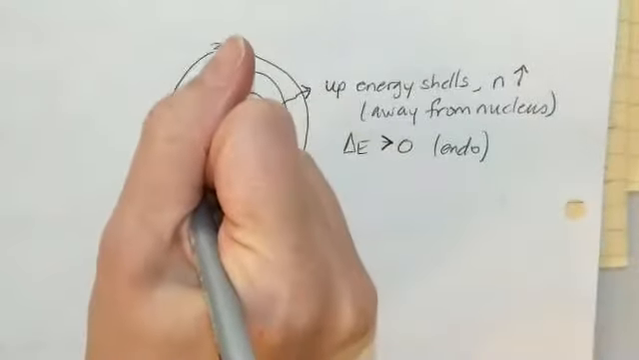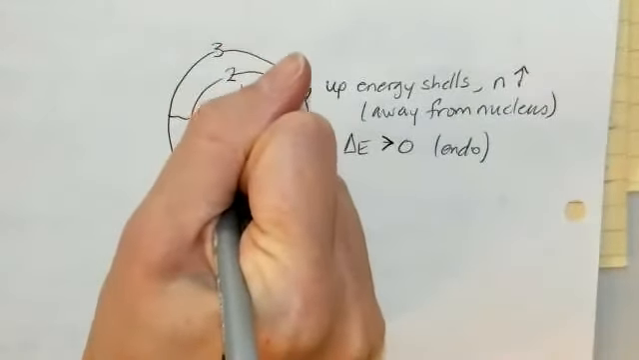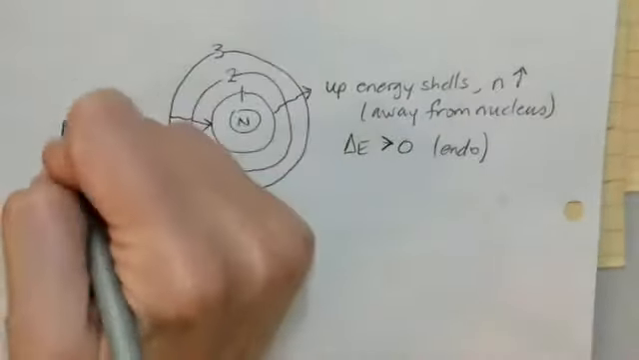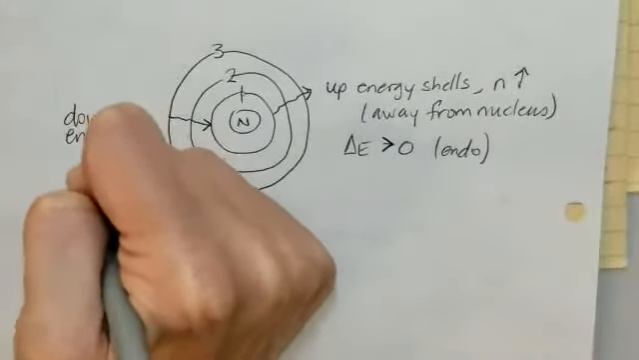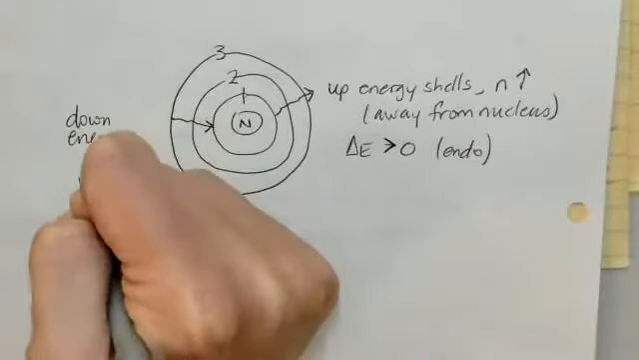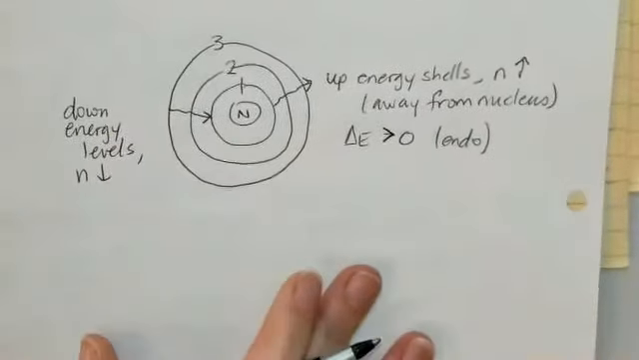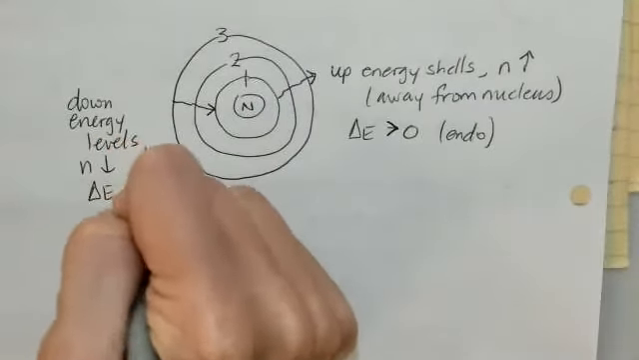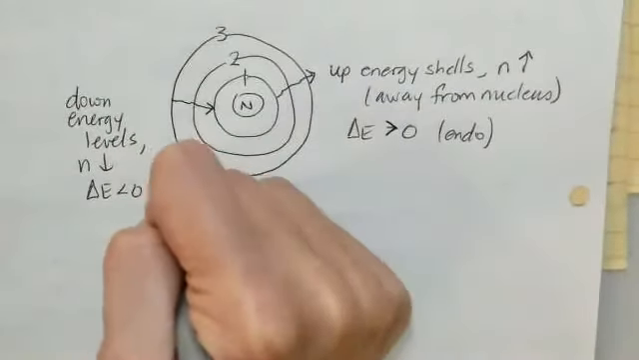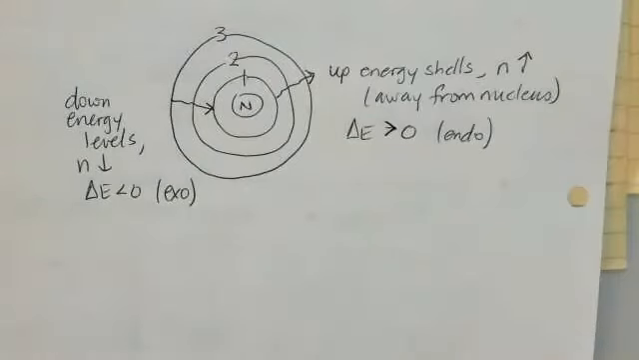If I go the opposite direction, if I go from 3 down to 1, so if I move down in energy levels, N is going to decrease, like in this case, from 3 to 1. In this case, your change of energy is always going to be negative. It's going to be less than 0. This is an exothermic process. This is happy. That makes the electron very happy to go from a third shell to a first shell.